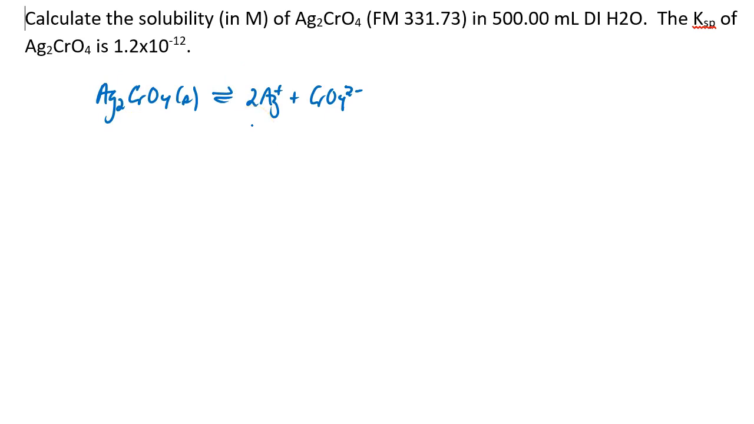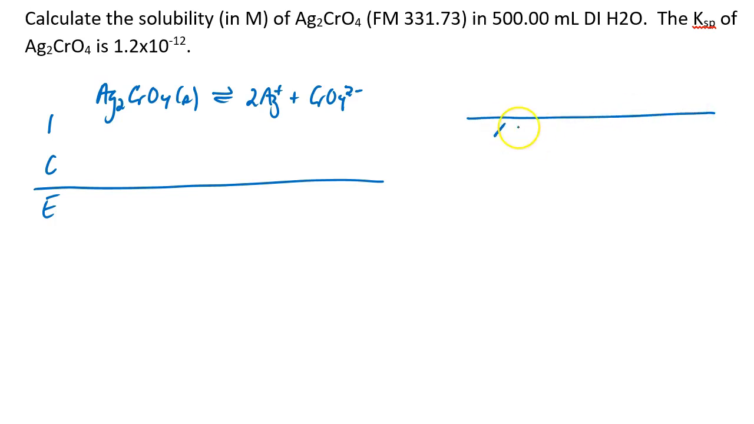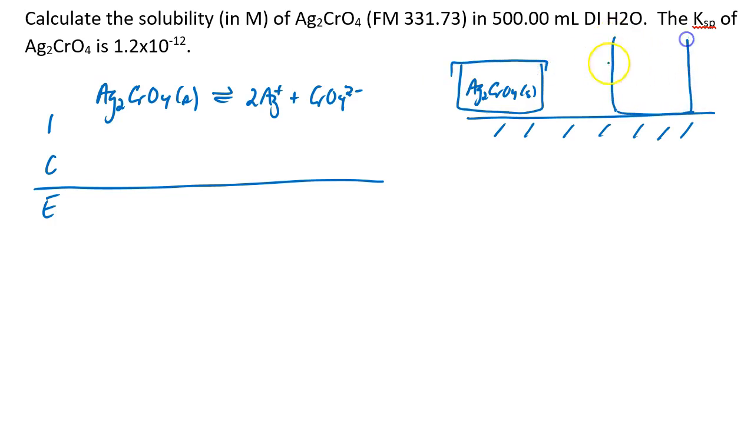And then from here, since we're just getting started, I might want to make an ICE table. And you may remember making these ICE tables in general chemistry where I stands for initial, the C is for change, and the E is for equilibrium. And I'm also, just to be very clear, going to sketch our initial conditions. So this is a lab bench, and we might have a jar of silver chromate, solid, and then beside it we might have a beaker of deionized water.